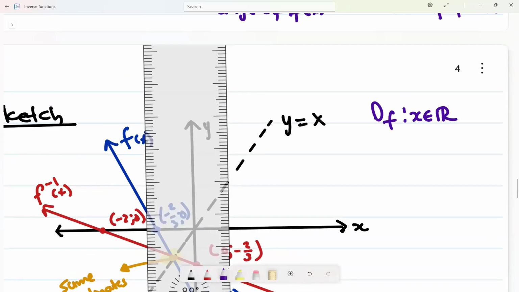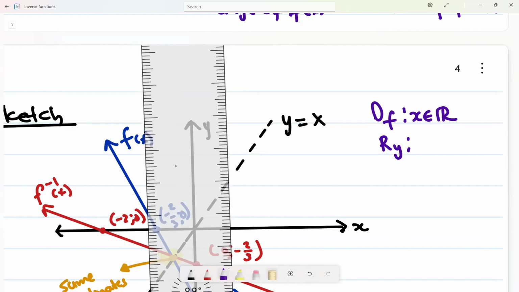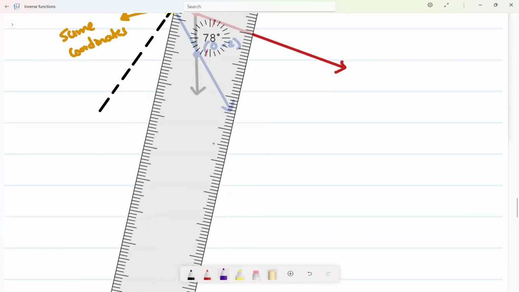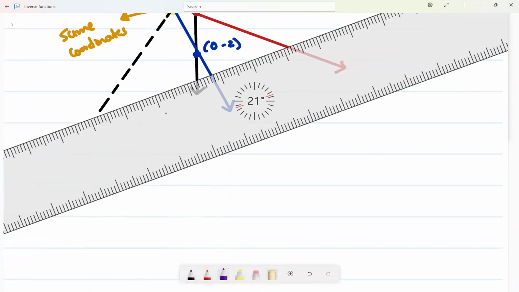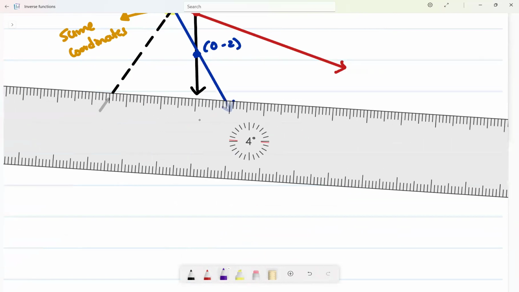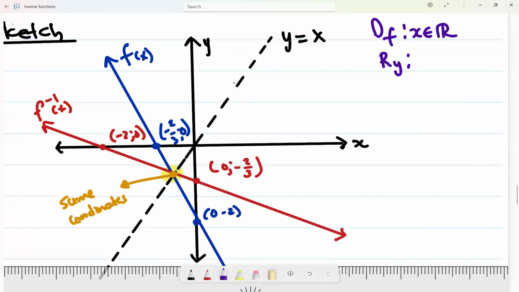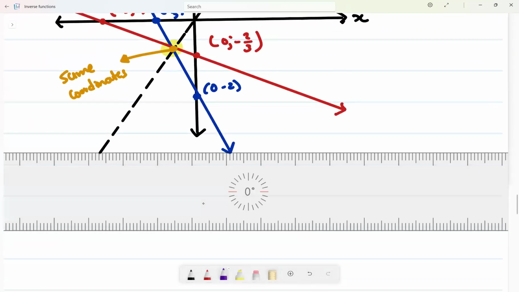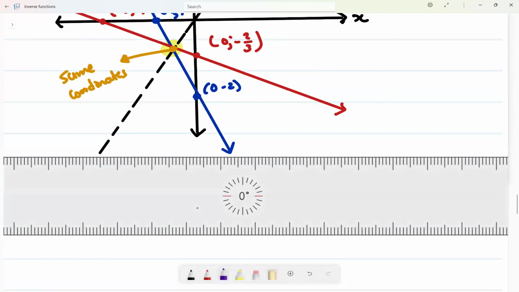Now let's look at the range. What is the range of y? The range is all the y values, from bottom to top. Remember, the domain is from left to right, but the range is from bottom to top. So let's look at that. Can you see here at this point where it starts? It starts at negative infinity.